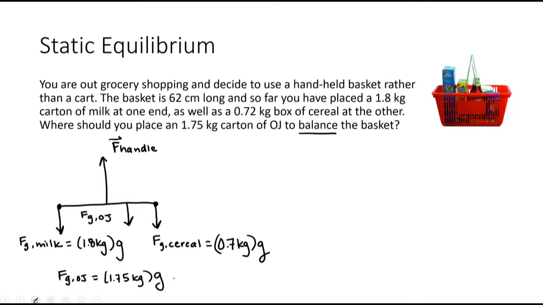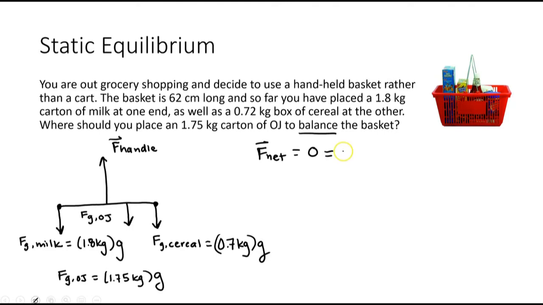Okay, so we have all of our forces labeled, and we are ready to think about the sum of the forces acting on this basket. Okay, so F net must be equal to 0 if our basket is balanced. It's not accelerating upwards or anything like that. And so that tells me that the sum of all the forces added together must be 0.